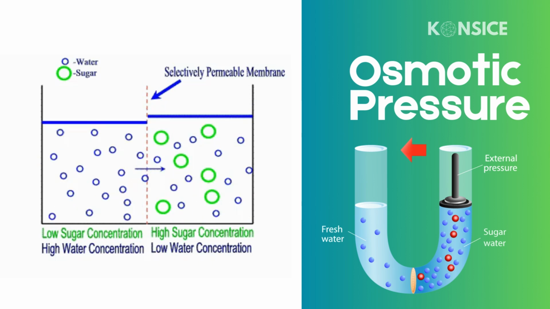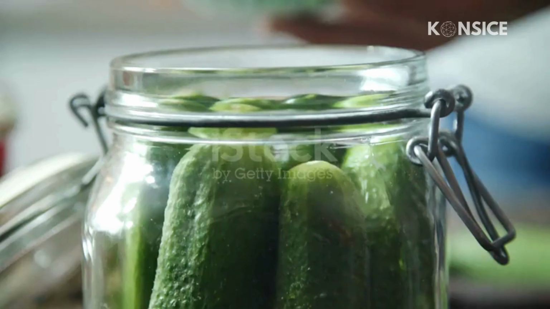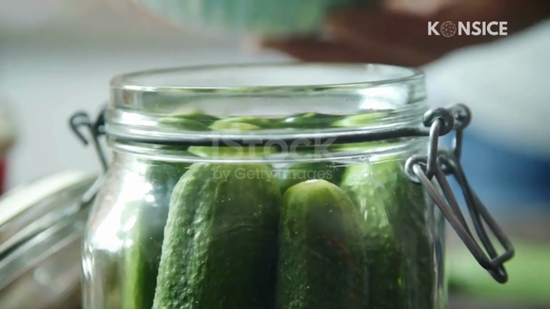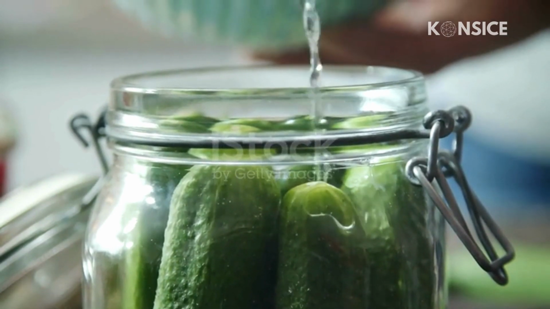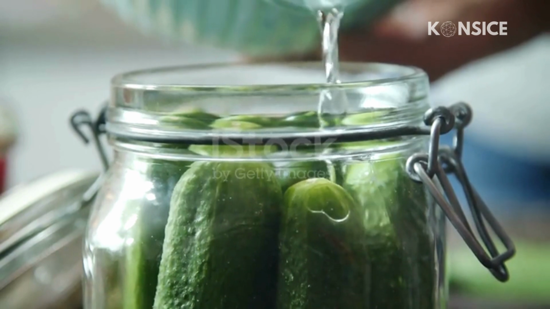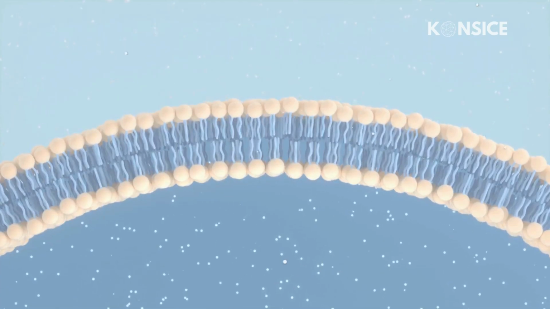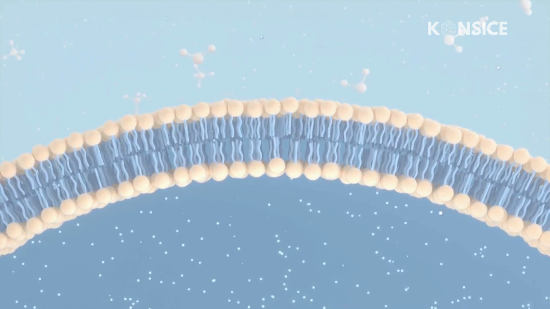Osmosis happens everywhere, even in our bodies. For example, when you put a cucumber in salty water to make pickles, the water inside the cucumber moves out through osmosis. The same process happens with our cells. Our body uses osmosis to keep our cells healthy by balancing water levels.